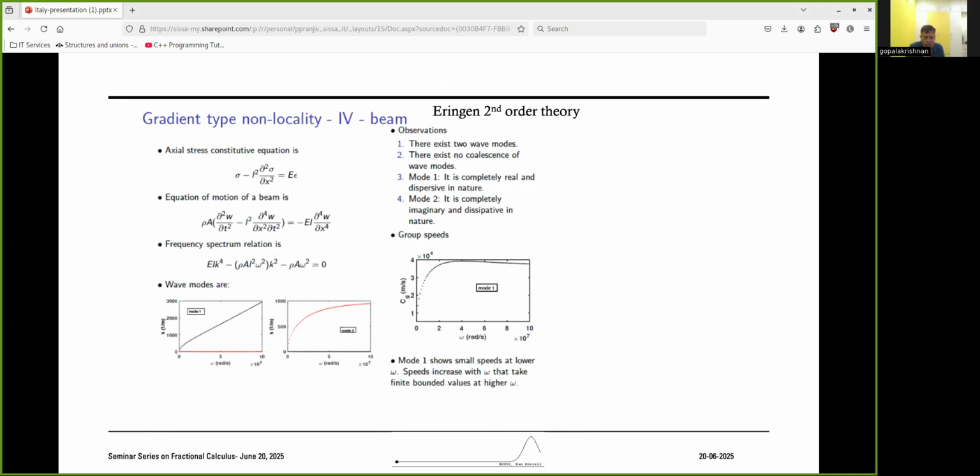So this is another model, which is the Eringen model. And you see that the Eringen model is very well behaved. You have one real mode, one imaginary mode, and you have nice speed plots, which start at a finite speed, go to a reasonably high value, and come back. So it is a more stable model compared to the strain gradient model. Next, please.